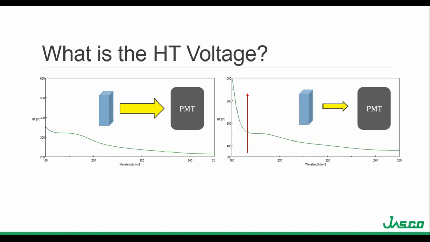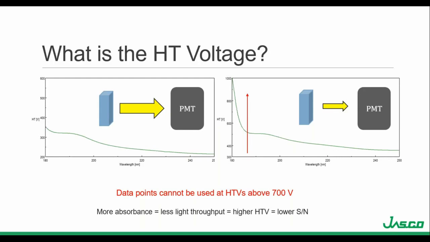If the HT voltage is equal to or above 700 volts, there are not enough photons being sampled by the photomultiplier tube detector to measure a reliable or valid CD signal, and we can't use these data points. The more photons reaching the detector, the better the signal to noise. So at higher HT voltages, even while the HT may be below 700 volts, the CD signal is going to start to look noisier. Additionally, the further into the far UV you go, the less light that is available, so the HT voltage is going to increase at shorter wavelengths.